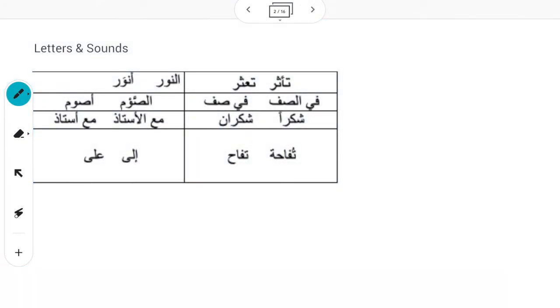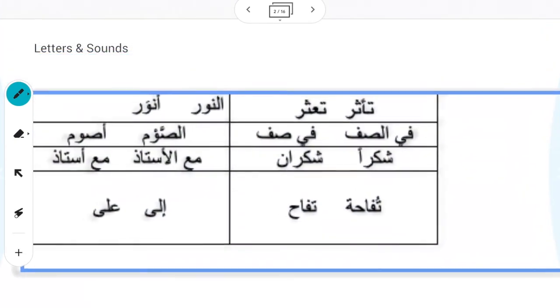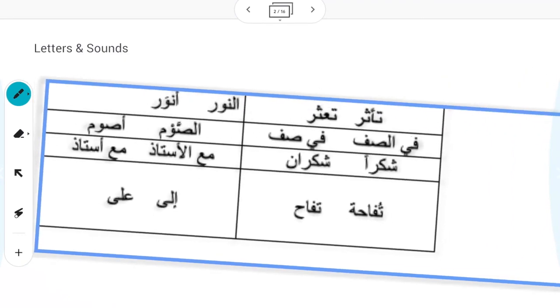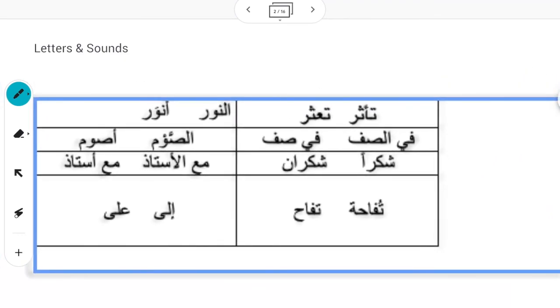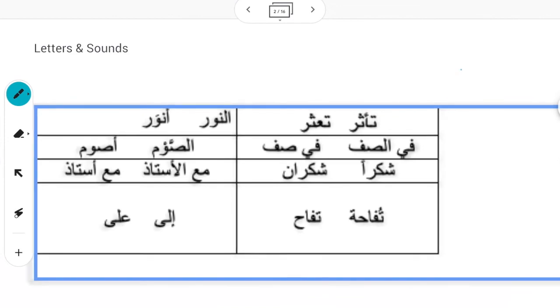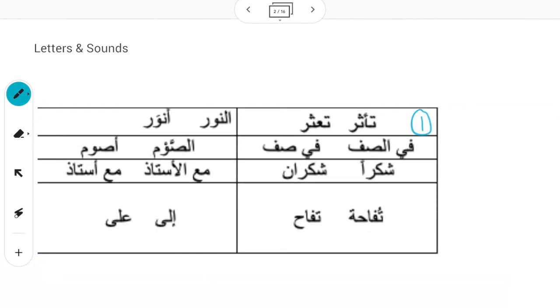Letters and sounds. So we have a couple of pairs of words here, and they are slightly blurry. Maybe I can make it bigger. And I'm going to say a word, and in each of those, I want you to tell me which one I am saying between each of those. So for number one, تأثر. تأثر. Which one is it, the right or the left?